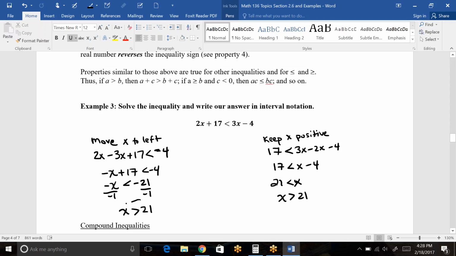So that's my solution. That's in just what we call like a statement. It's the inequality statement. For the answer that they wanted, we want to write this in interval notation. So we're getting bigger than 21, but we're not equal to 21. So 21 to positive infinity.